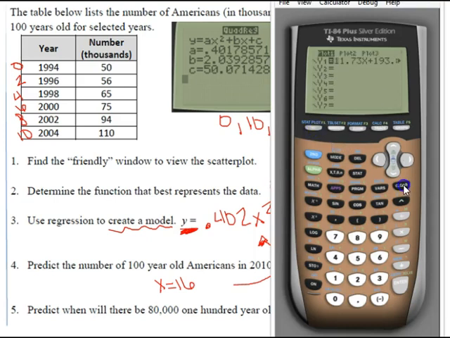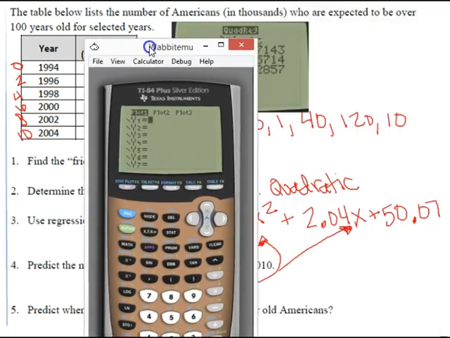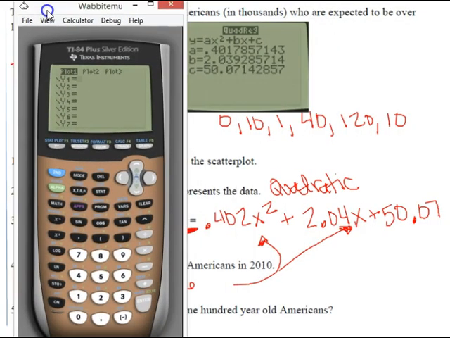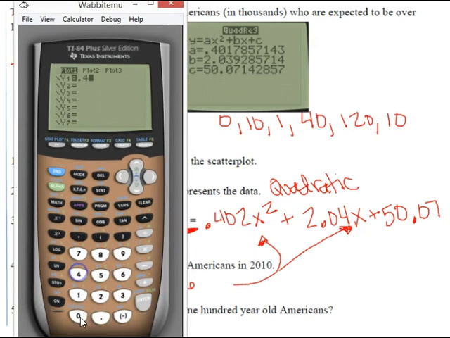If we go into y equals and type in our equation, we have 0.402x squared plus 2.04x plus 50.07. There's our graph. And notice how close it actually is to our scatter plot. It's actually going through 1, 2, 3 of these data points. Okay, these data points are falling exactly on this curve, and the other ones are pretty darn close.